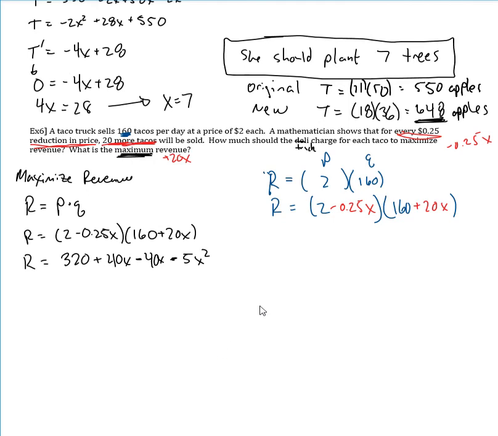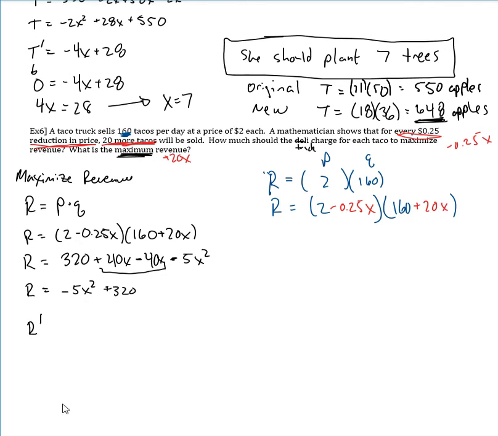Okay, and in this scenario, we would continue simplifying. So our revenue is equal to, let's put it in descending order, minus 5x squared. These combine to make 0. So here we've got something interesting happening. That combines and makes 0, and then we're left with plus 320 at the end. So this is our revenue function.